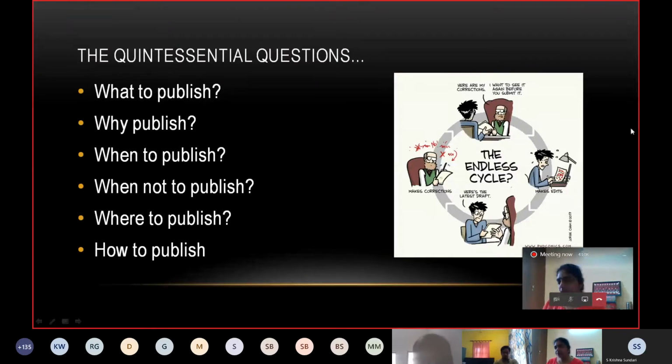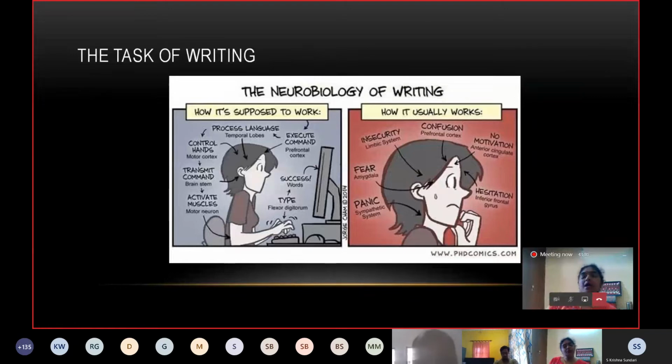Now going ahead, you have decided to publish. Now you face the task of writing. You sit before your computer, and you would like your mind to process the language. You want complete control on what you are writing. You want the communication between your thought and what you put on your paper to be seamless.